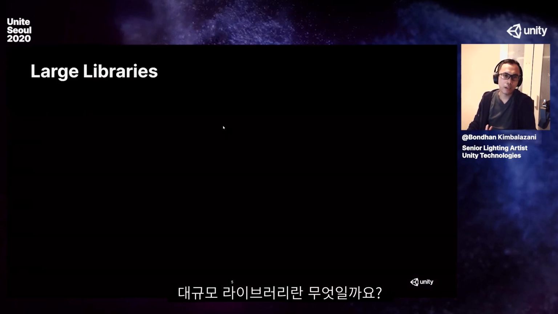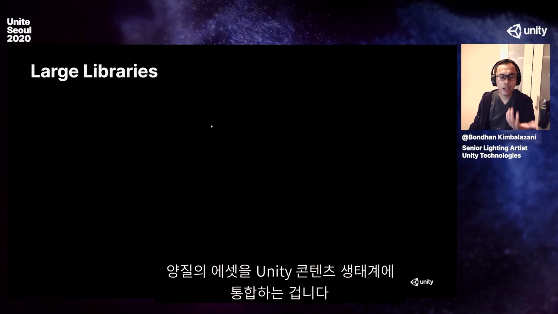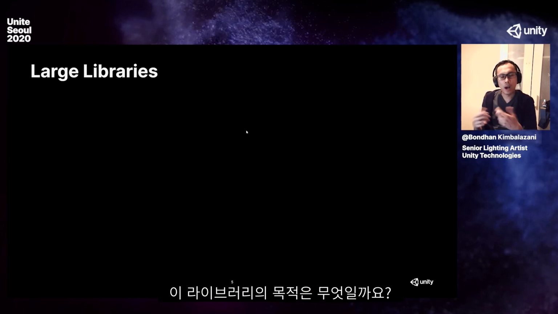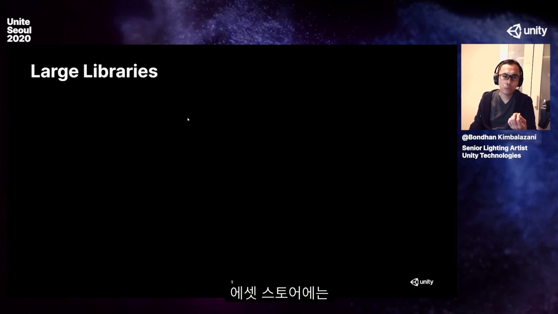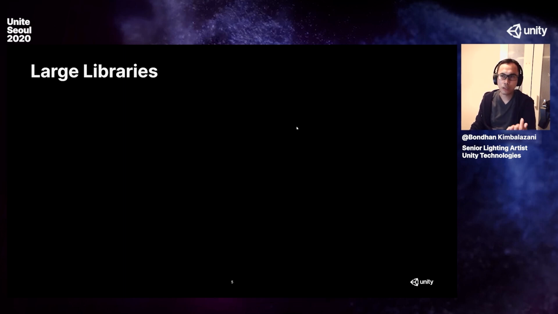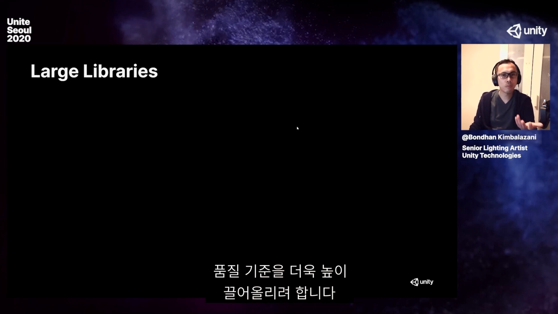All right, the first one is large libraries and kitbash 3D demo. So what is large libraries? Large libraries is the Unity initiative to integrate high quality assets into the Unity content ecosystem. And why do we do this? So as we know, the Asset Store already has hundreds of thousands of assets available, ready for users. However, we believe that we can do better, and we want to push the quality bar even higher.